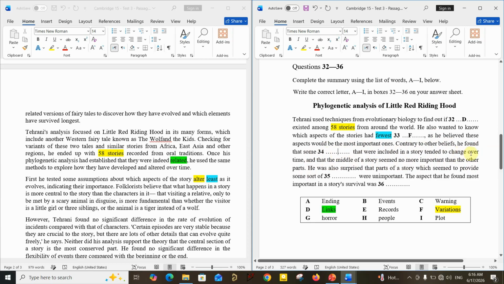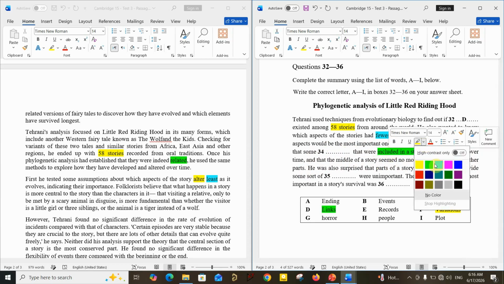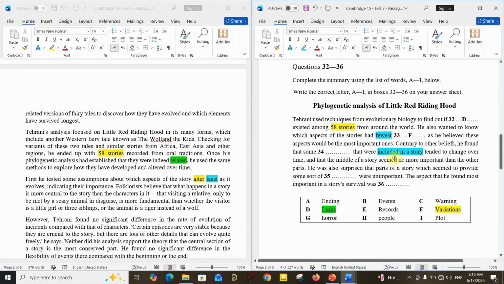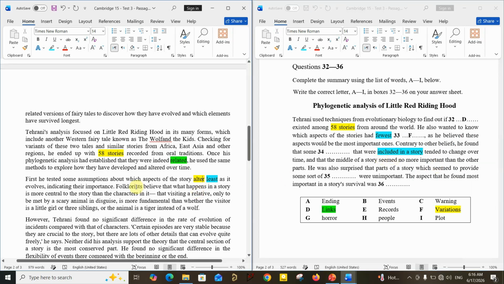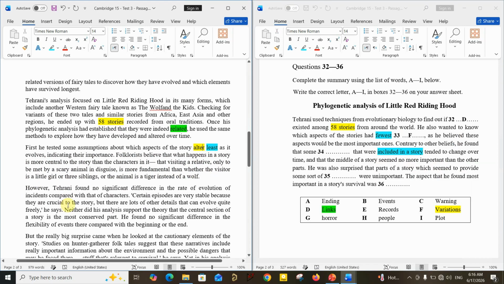So, tended to change, found that somewhat that were included in a story. This is great to look for, included in a story. Okay. Folklorists believe that what happens in a story is more central to the story than the characters in it. That visiting a relative only to be met by a scary animal in disguise is more fundamental than whether the visitor is a little girl or, okay, blah blah blah.